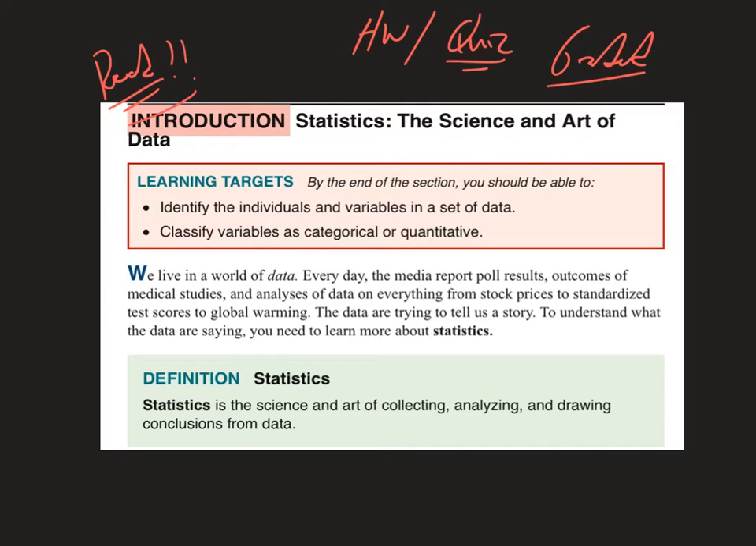And as you read it, number one, you're going to be responsible for the learning target, right? So by the end of this section, in 1.1, you should be able to identify what individuals and variables are. Actually, this is an intro. This isn't even into 1.1 yet. What is an individual? What are variables in a set? And then talking about what makes something categorical and what makes something quantitative.